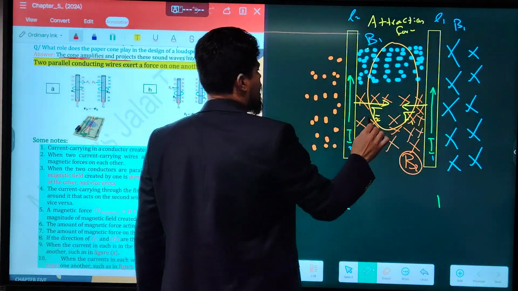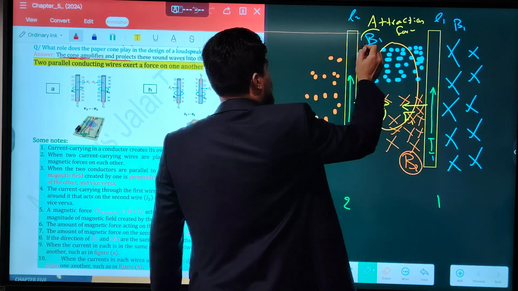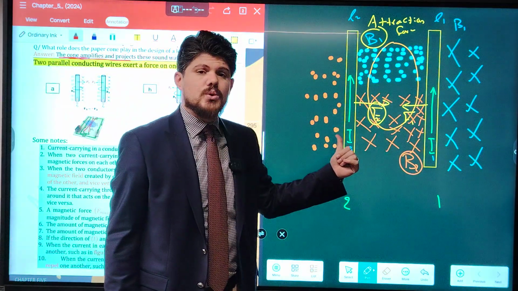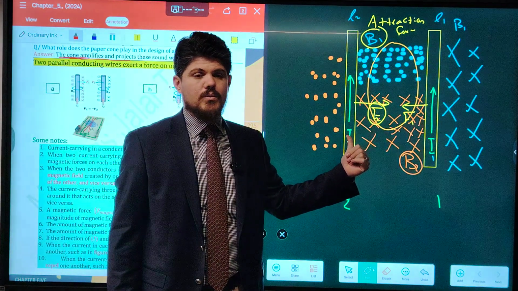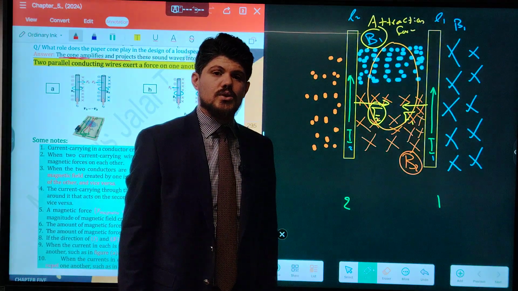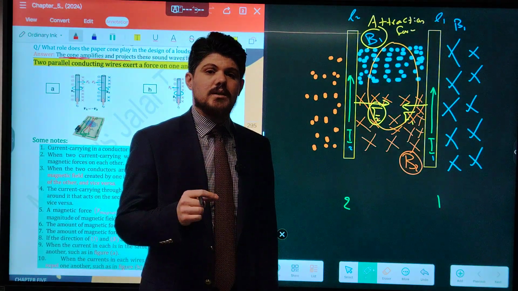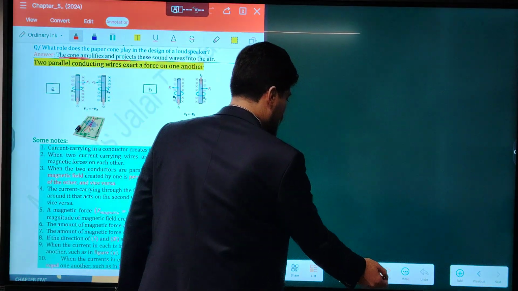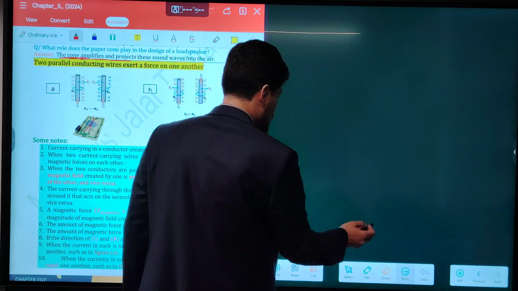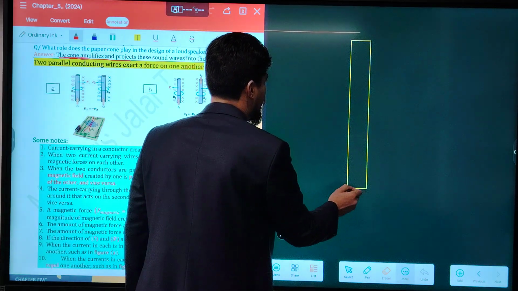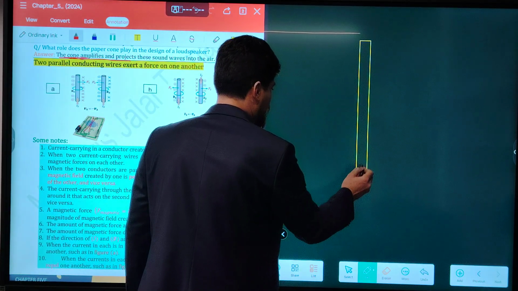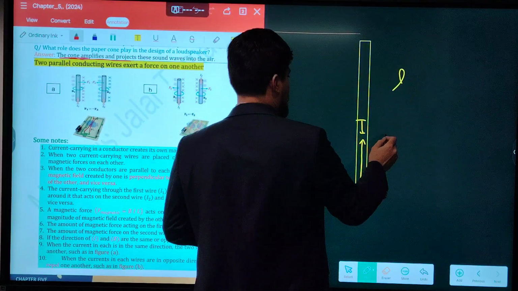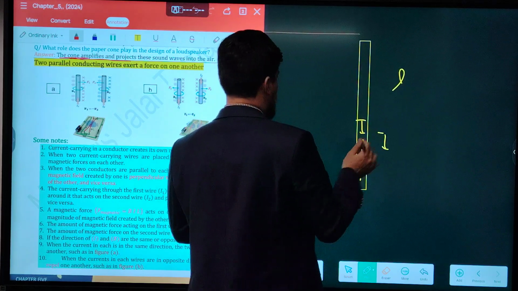But guys, be careful. F2 resulted from what? From B1. The magnetic field of the first wire produces the magnetic force on the second wire. Why? Because without a magnetic field, the force does not exist on the wire. And the magnetic field of the wire itself does not exert a magnetic force. For example, if you have a wire, look. So this is a wire, okay? When the current I is carried in this wire, do we have length? Yes. Do we have current? Yes. Do we have field? No, we don't have an external field.